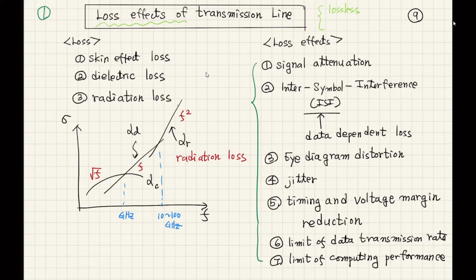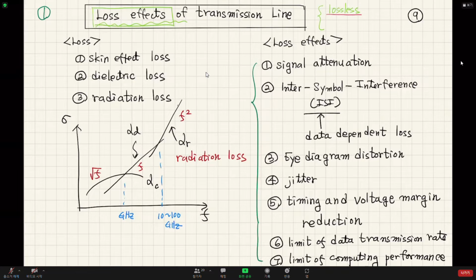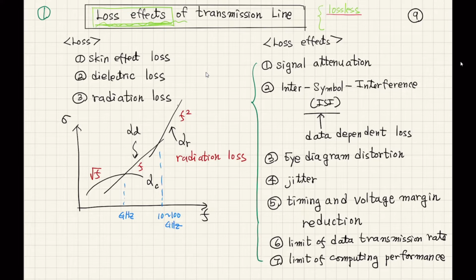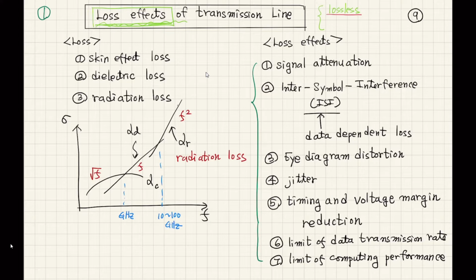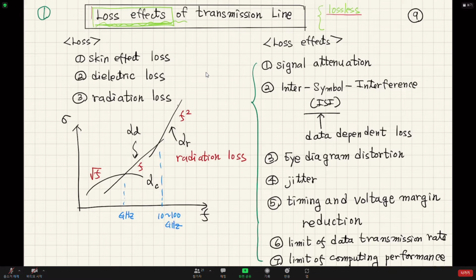We were not considering the effect of loss, but from today, for a couple of weeks, I'm going to discuss the loss effect of transmission lines. As the data rate is significantly increasing, the loss will become higher and higher, and it is becoming a big problem when we are designing the interconnection. So from today, I'm going to talk about loss effect.